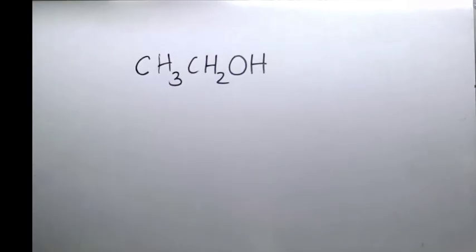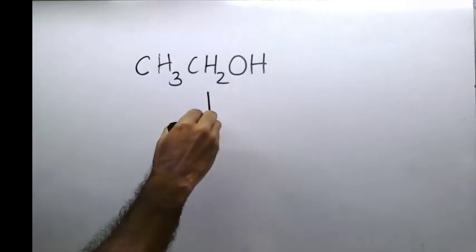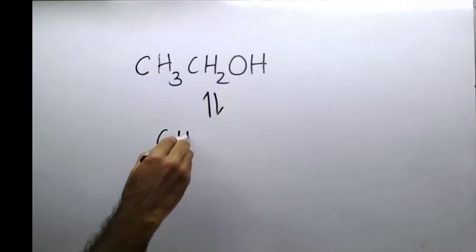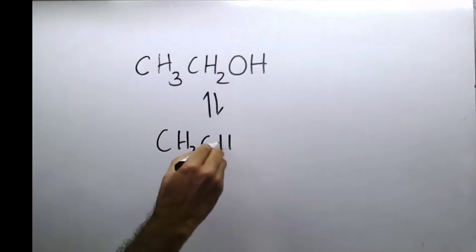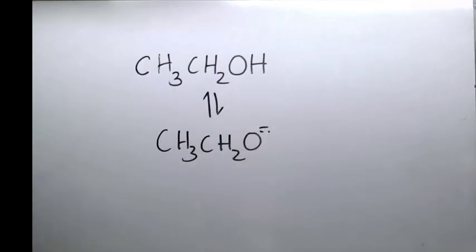This is another organic compound. It belongs to the alcohol group. It is ethanol. Now we can remove this proton. Then it forms the ethoxide ion like this. When we compare to the earlier example, this negative charge is also on the oxygen atom, so it is stable.